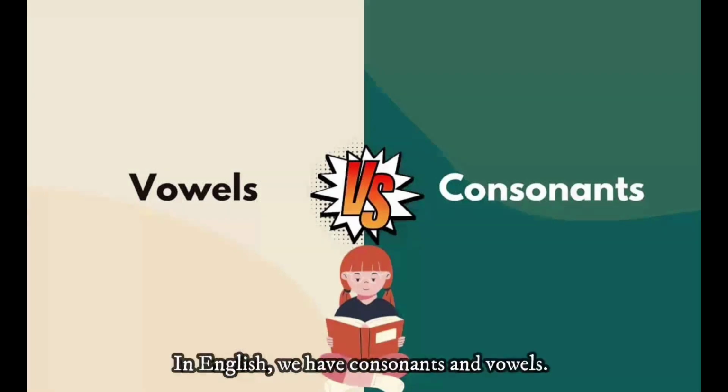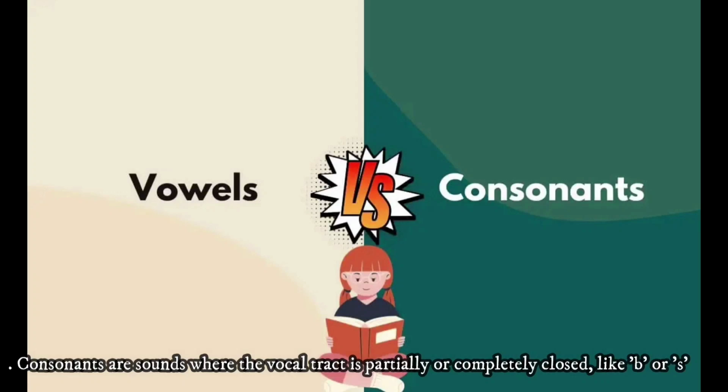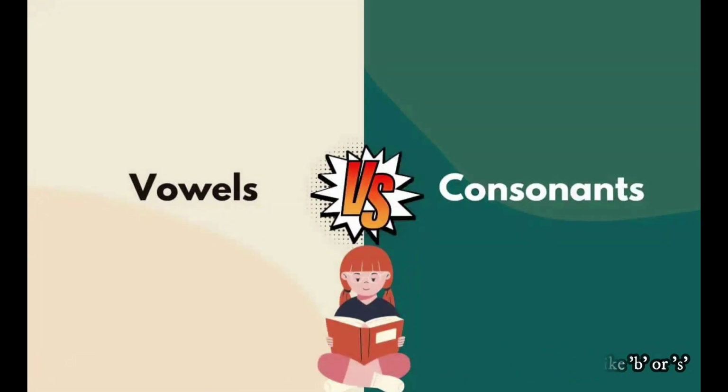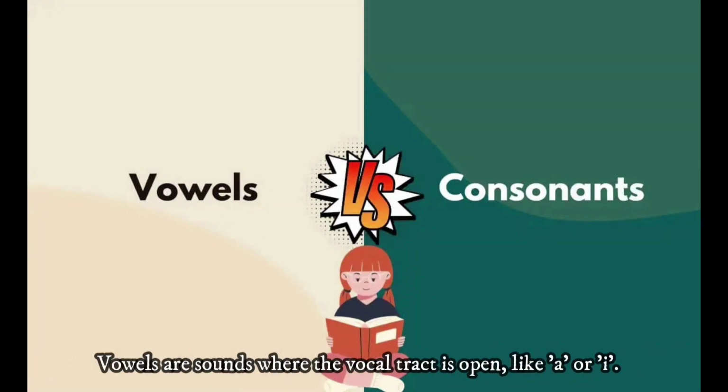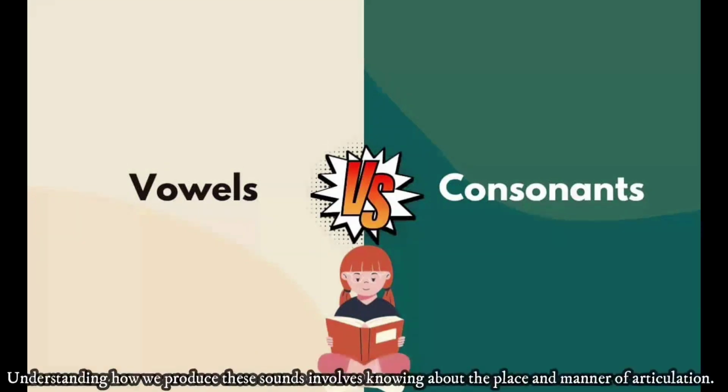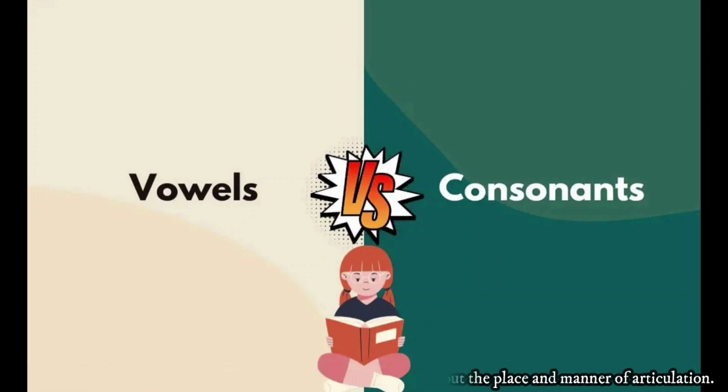In English, we have consonants and vowels. Consonants are sounds where the vocal tract is partially or completely closed, like b or s. Vowels are sounds where the vocal tract is open, like a or e. Understanding how we pronounce these sounds involves knowing about the place and manner of articulation.